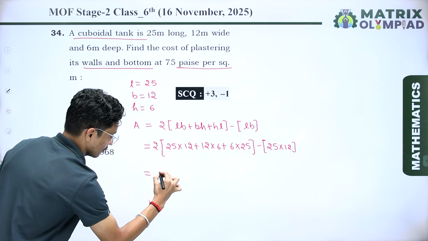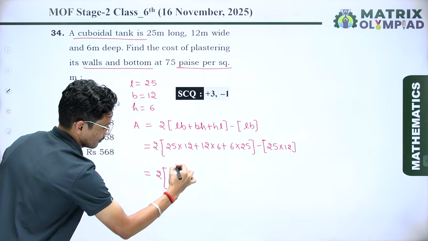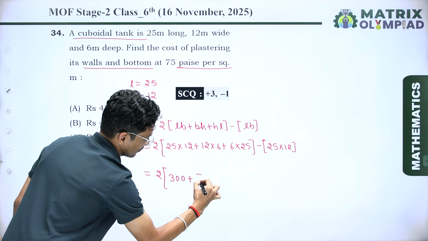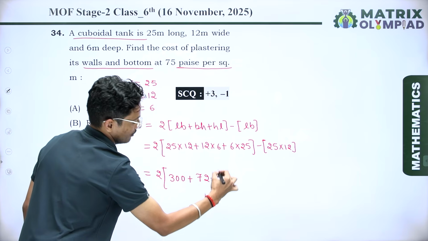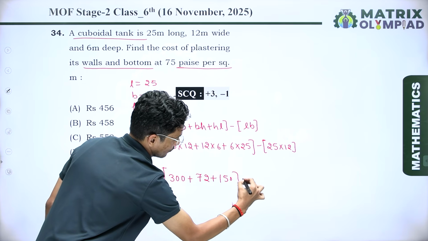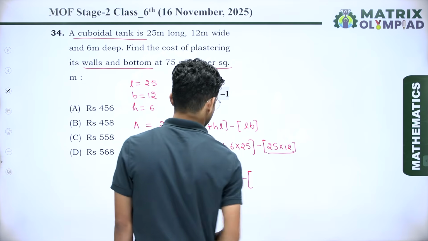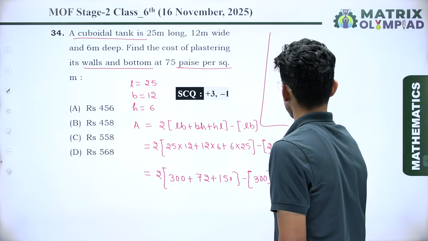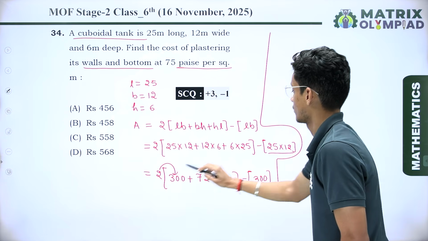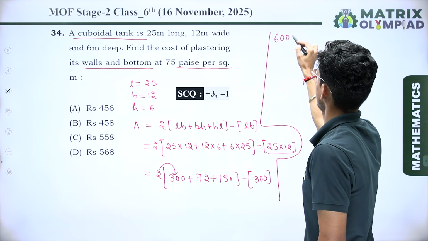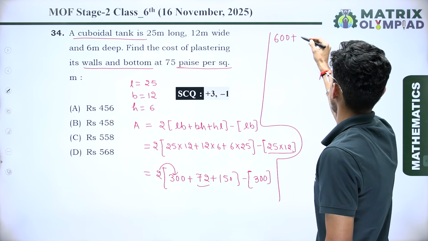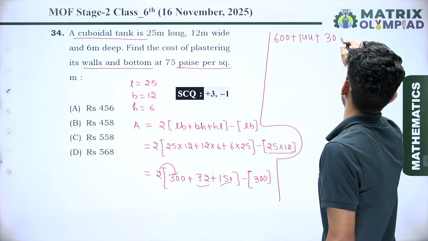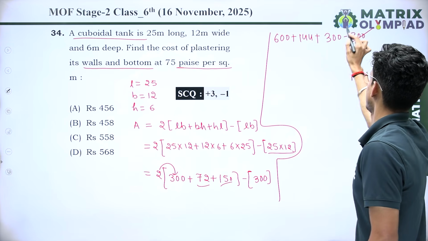So I can write here 2 multiply 25, that is 50, and here we have 300 plus 12 times 6, that is 72, plus here we have to simplify, that is 150 minus... when we simplify it again here we get 300. So when we transfer, I can write here 300 multiply by 2, that is 600, and 72 multiply by 2, that is 144. Here we get 300 minus 300, so 300 and 300 cancel out.